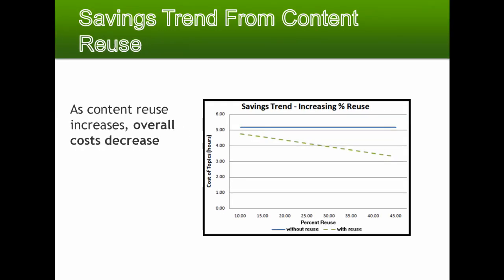The next slide. This chart shows that as the percent reuse increases along the horizontal axis, the overall cost of a document decreases. The blue line shows the cost without reuse, where the cost is consistent or stays high. All the content is created new from scratch. But the green line represents the cost with reuse and shows the cost going down as the percent reuse increases.